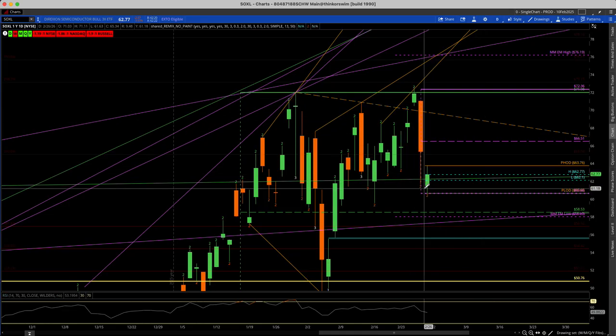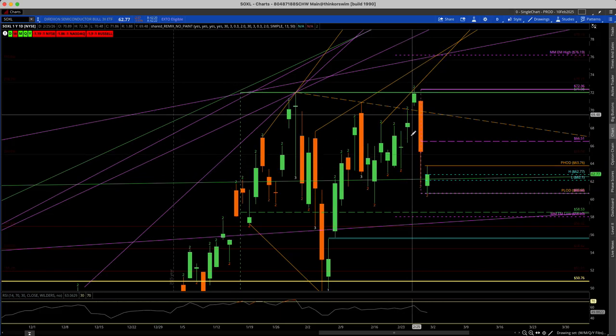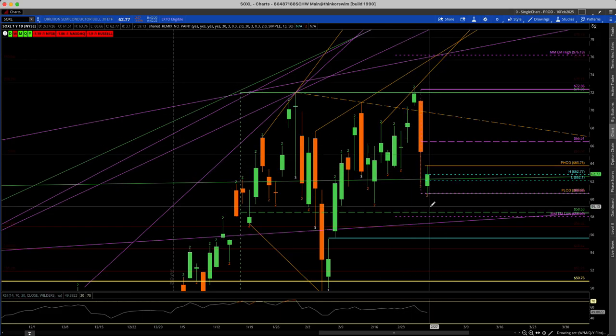We made a lower low in comparison to these lows, but we're coming from a higher high. So there's no trend on the day, right? We've just got a broadening formation forming. So just keep that in mind.